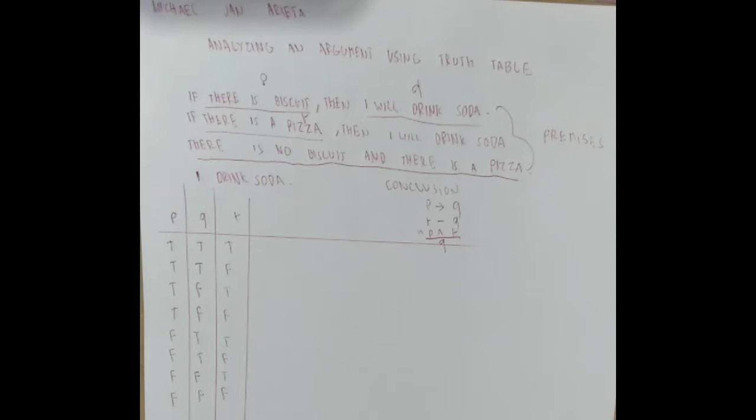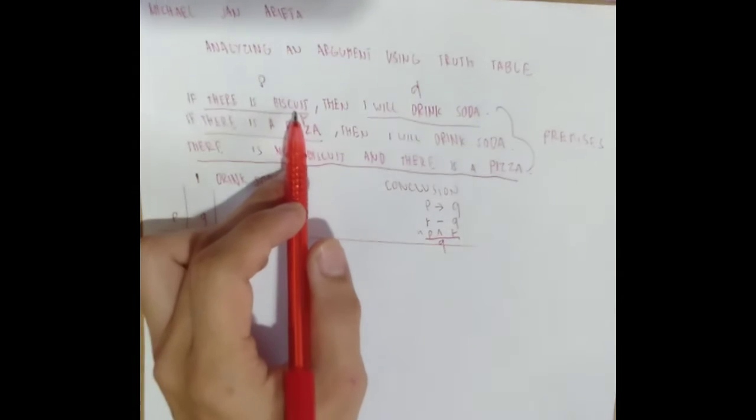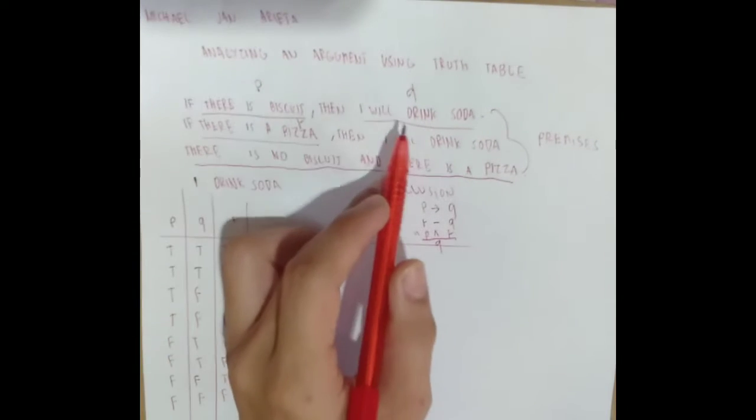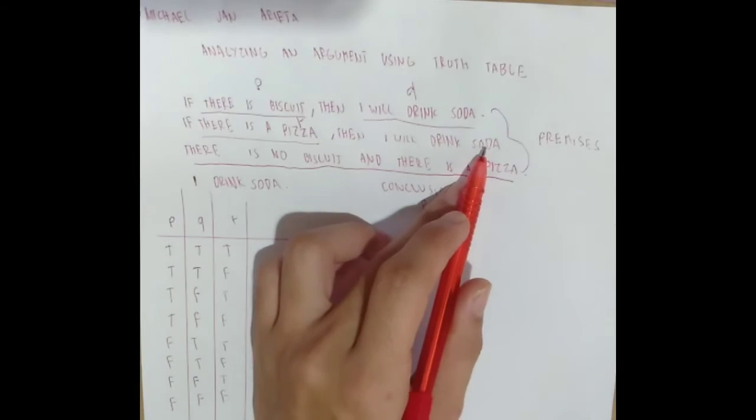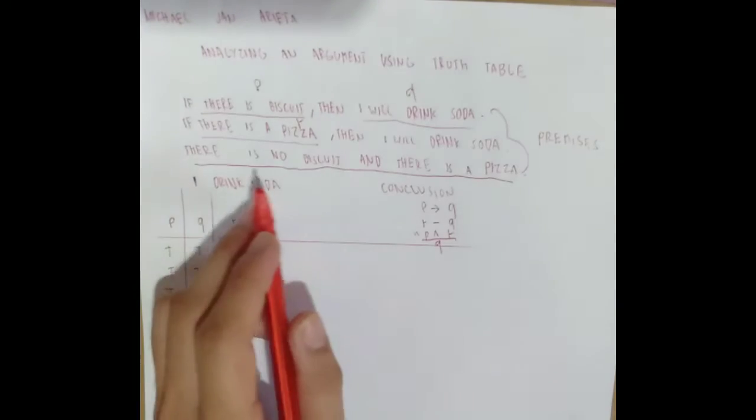First thing we need to do is a translation. I need all of the statements condensed down to P's, Q's, and R's. As you can see, I've already assigned them. If there is biscuit, that's my P. I will drink soda is my Q. The only last statement I have here is there is a pizza, which is my R.